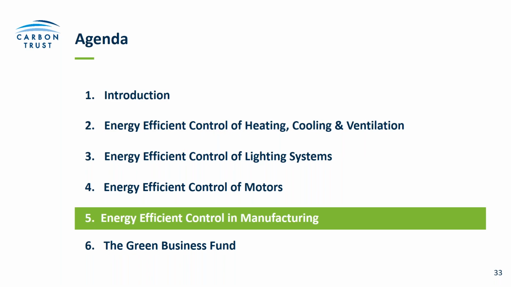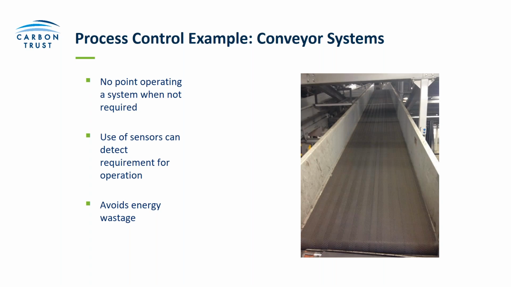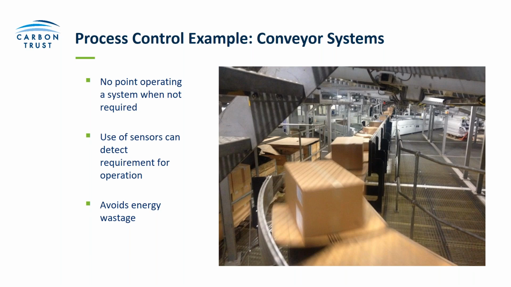Okay, so the last area of control we'll look at is some examples of use of energy effective controls in manufacturing. So looking at conveyor systems, there are often systems that can be left on even if they're not required. So making sure that the systems switch off through the use of sensors will avoid that level of energy wastage. And again, that will be seen more and more frequently now on newer systems.